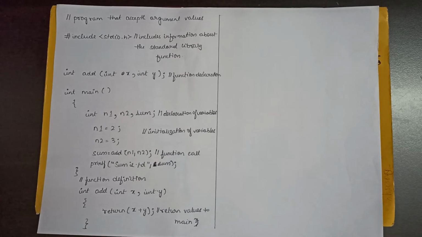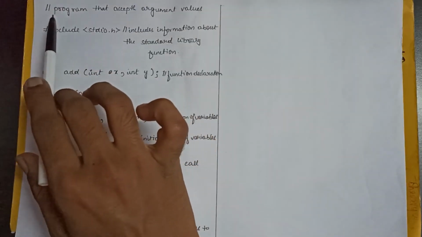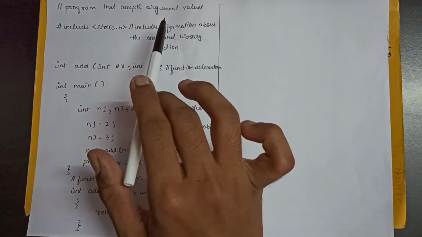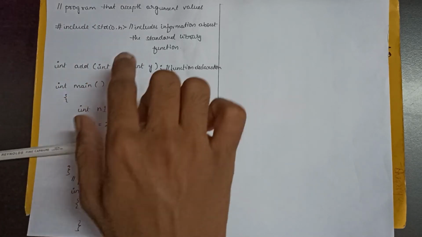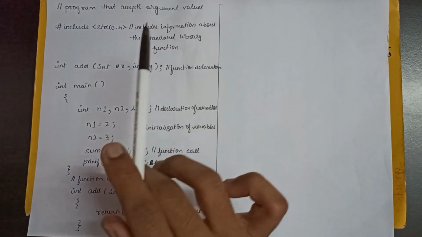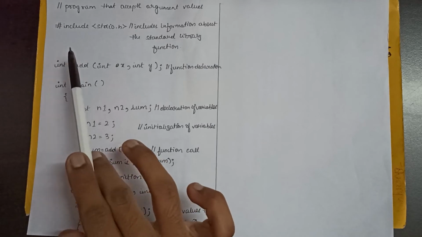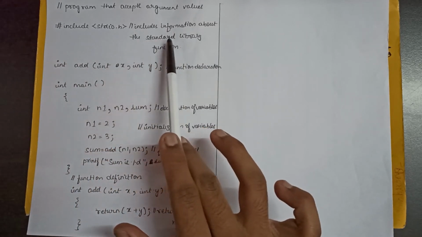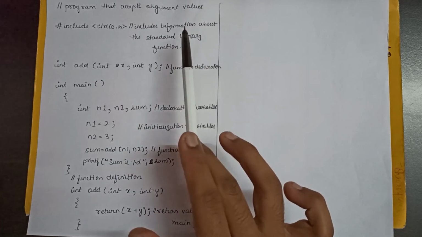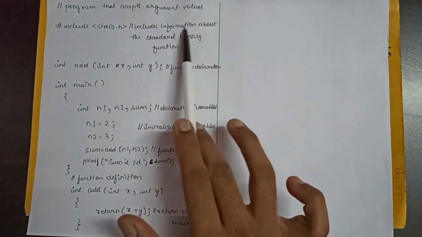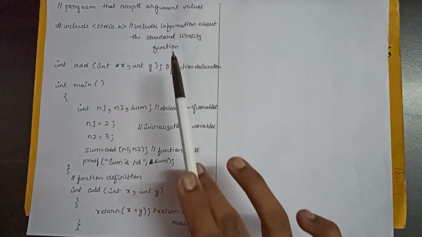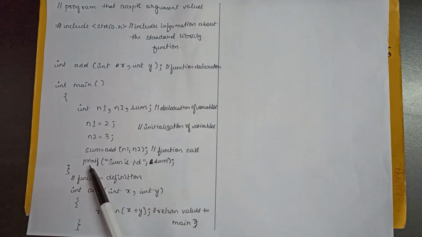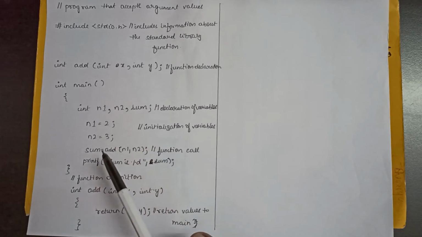Now this is the program we'll be looking at. The first line I've written is a statement that won't be executed by the compiler: program that accepts argument values. The first line in all your programs must be #include stdio.h, which includes the information about the standard library functions, okay? The standard library functions contain the input and output statements such as the printf statement that prints the output, and the scanf statement.